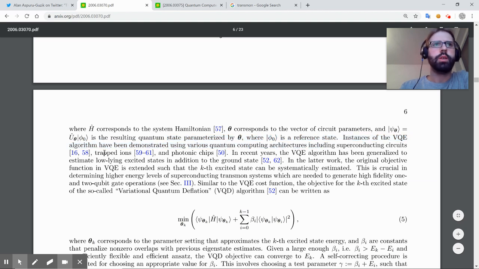VQE has been generalized to estimate low-lying excited states in addition to the ground state. I didn't know that. I don't want to lose that.